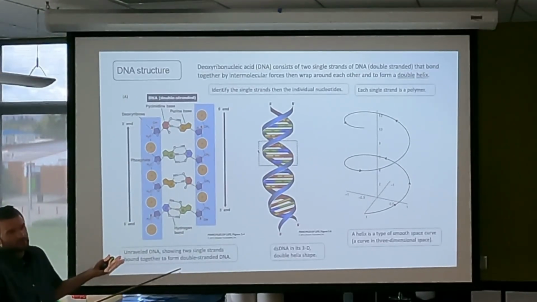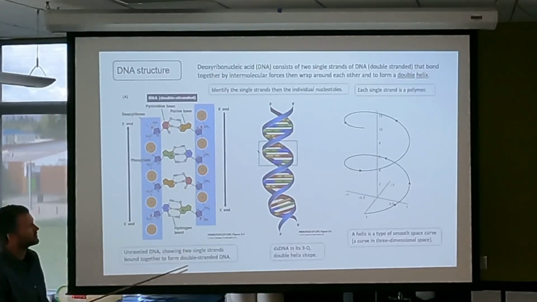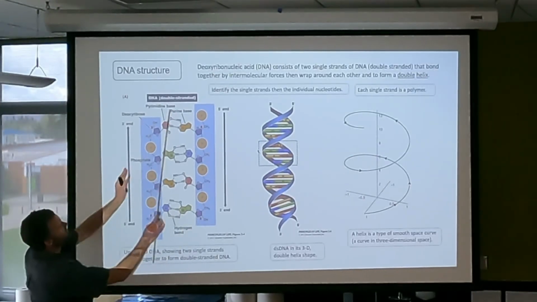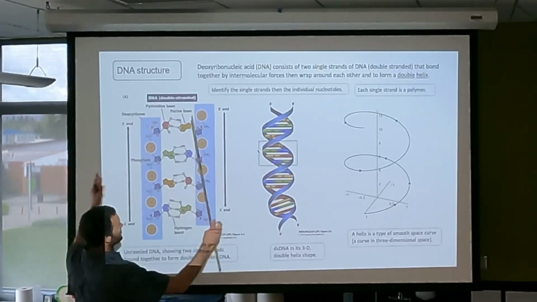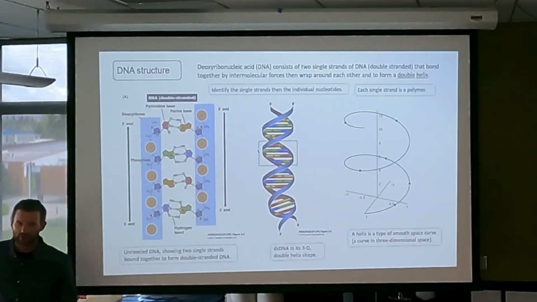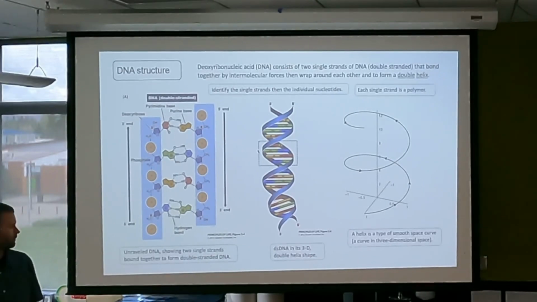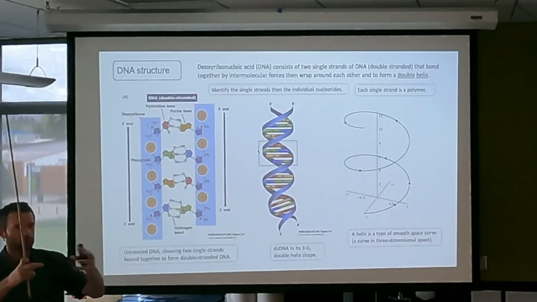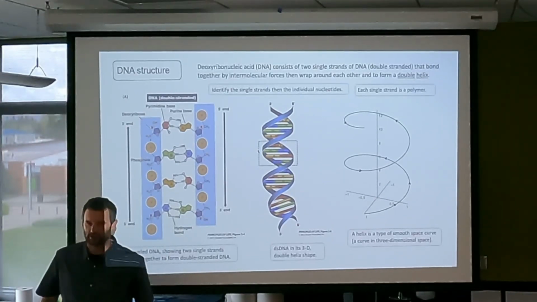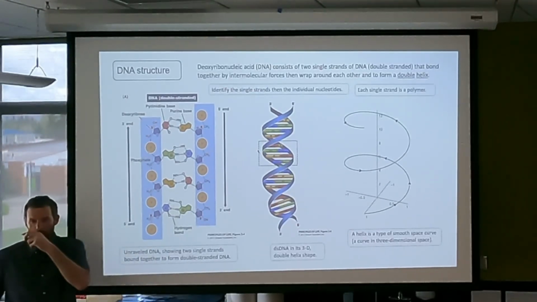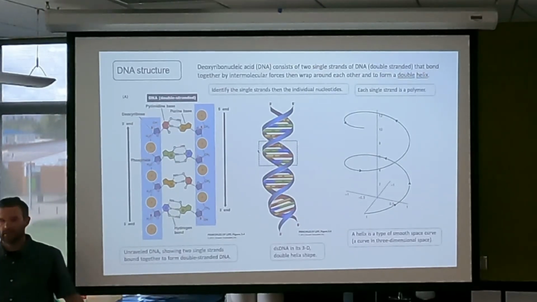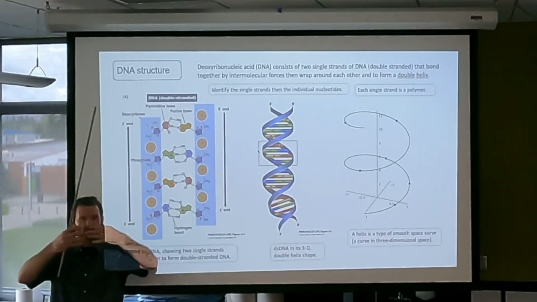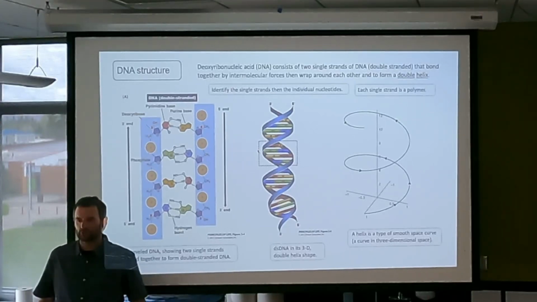But what I want to bring to your attention here is, how do these single strands of DNA link together to form a double-stranded molecule? And I guess the first part is, what part of the nucleotide is going to link together between those two strands to form a double-stranded molecule?